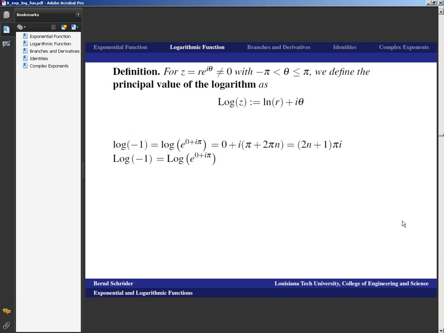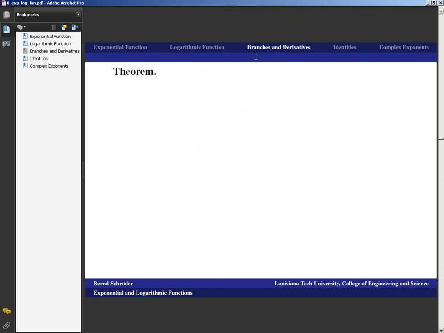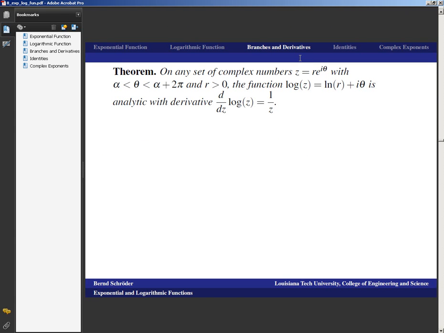And now it is a capital Log. And that's just pi i, because the principal value does not stick the 2 pi n in there. Okay, that leads us to the idea of branches and derivatives.